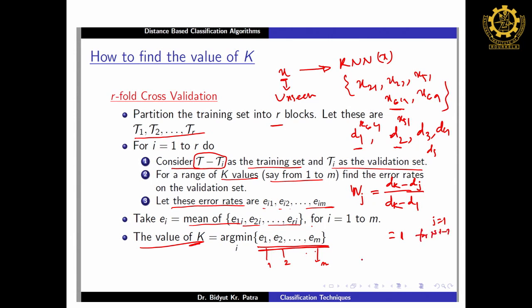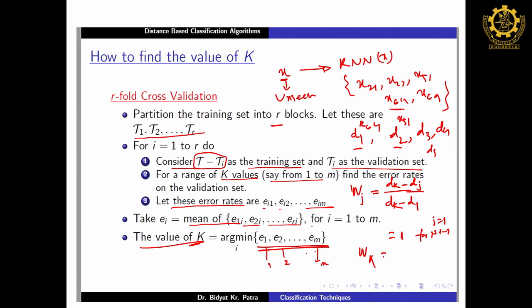And what will be the weightage for the kth neighbor? d j will be replaced by d k, so this will be 0. So, the last neighbor will get 0 and the first neighbor will get weightage 1, and in between the value will be between 1 and 0, excluding both 0 and 1.